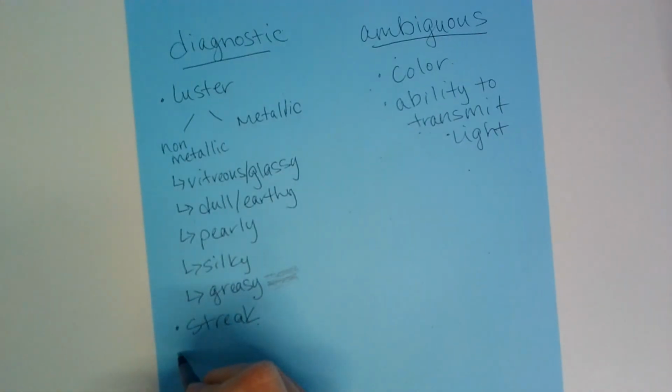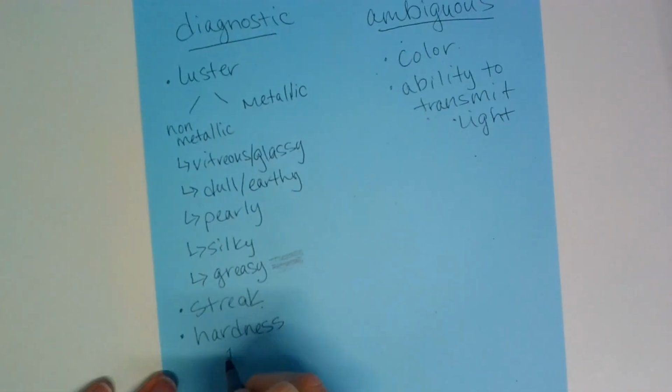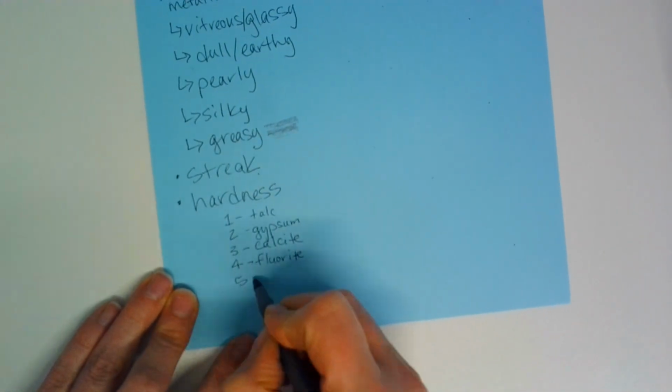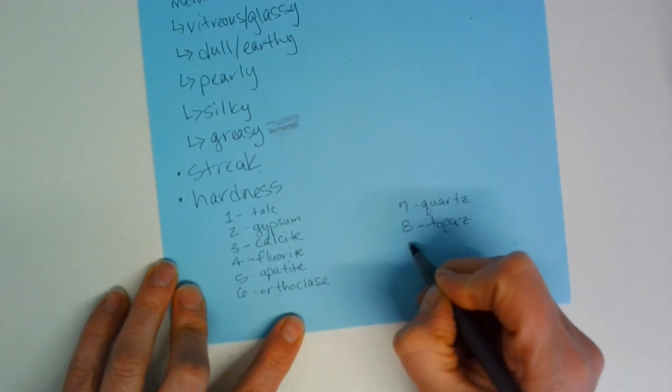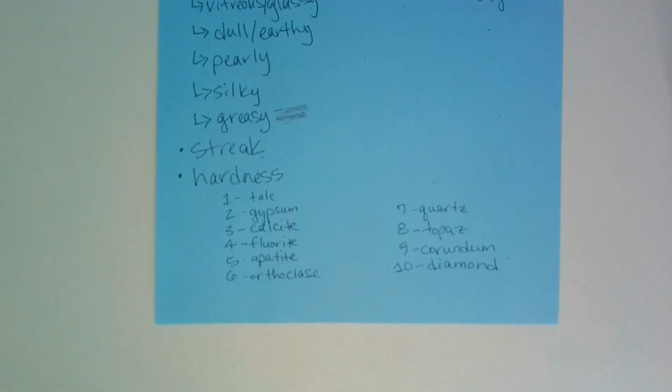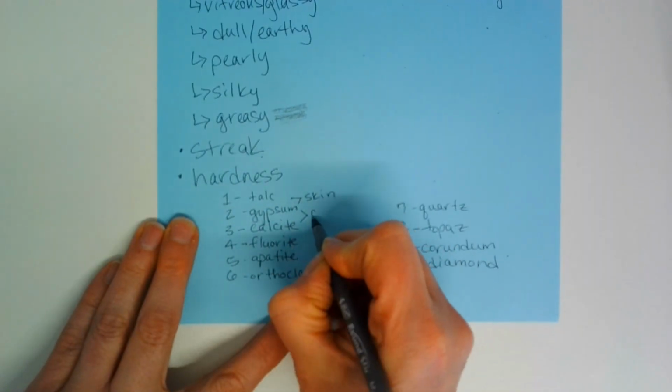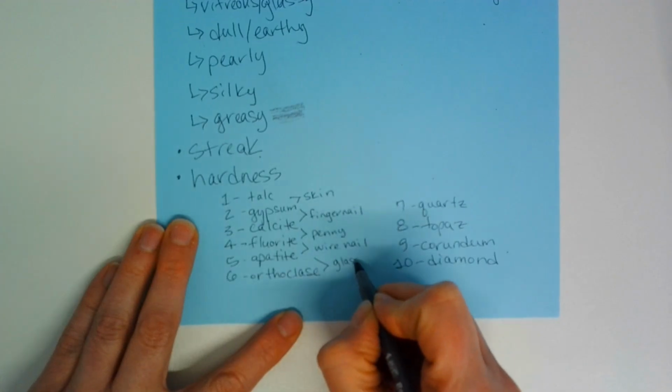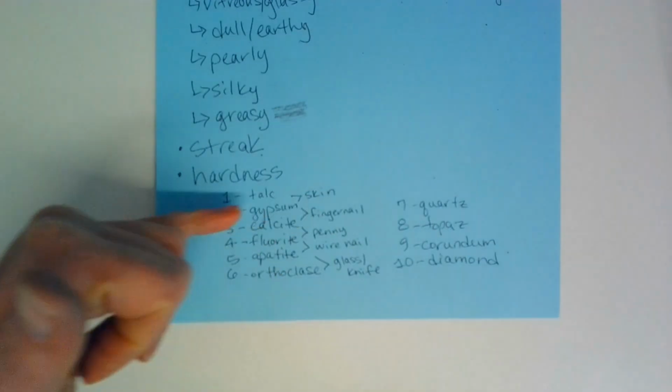Hardness is another diagnostic tool. Definition of hardness is the resistance to scratching. So the way that we measure hardness is by scratching it against other things. We use other things to measure that.